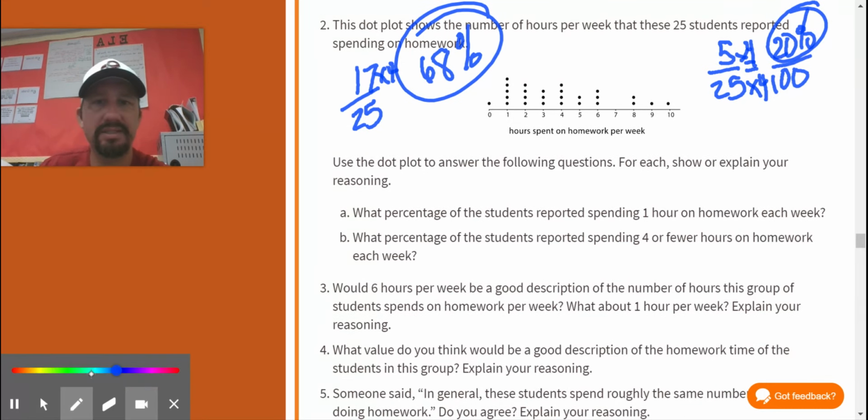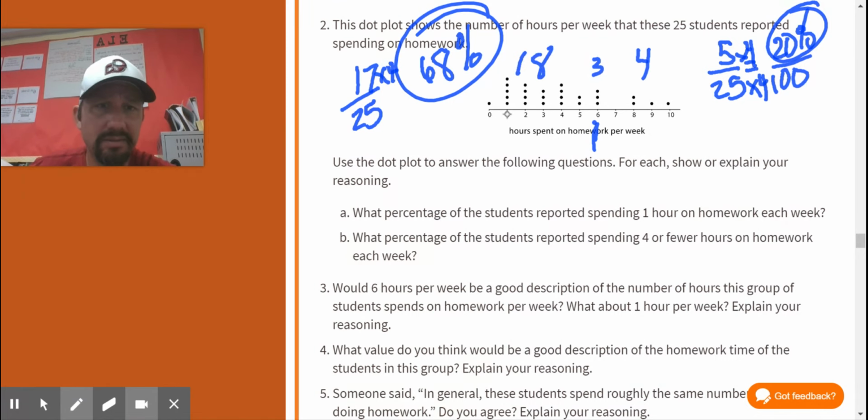So then moving to question 3. Question 3 is, would 6 hours per week be a good description of the number of hours this group of students spends on homework per week? Is that a good description? Well, there's 25 people. There's 3 people who said 6, which, okay. But there's only 4 people who were more than that. There's 4 that are more than it, and there's 3 that are right on. And that means there are 18 this way. So no, 6 is not a good description because it's not about in the middle.